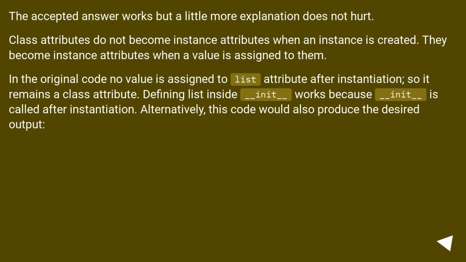The accepted answer works, but a little more explanation does not hurt. Class attributes do not become instance attributes when an instance is created. They become instance attributes when a value is assigned to them. In the original code, no value is assigned to the list attribute after instantiation, so it remains a class attribute. Defining list inside __init__ works because __init__ is called after instantiation. Alternatively, this code would also produce the desired output.